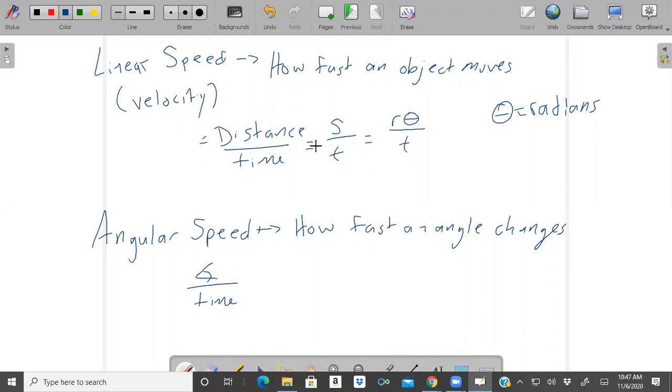Okay? So the way you're going to do this is you take your central angle and divide it by time, which basically means we are doing angle over time.